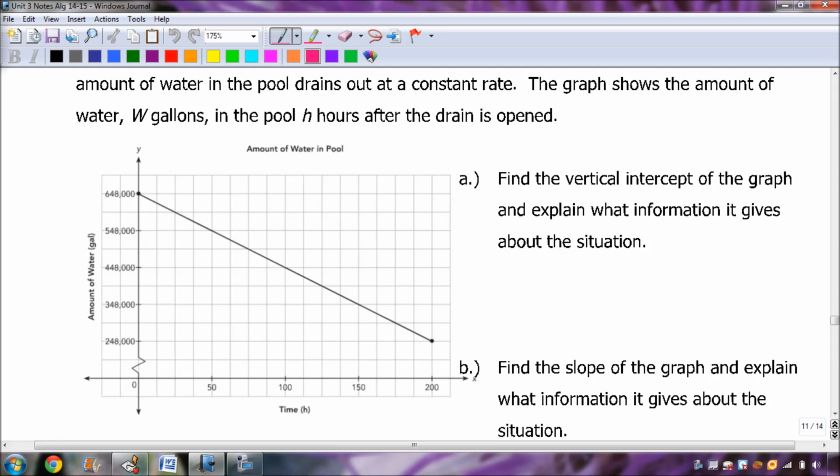Now, you haven't seen the word vertical intercept before, but it's nothing new to you. We normally just call it the y-intercept. Vertical and y are basically the same thing in this example. So look at your graph and find out what is the y-intercept. Well, it's 648,000, okay? But what's the unit? Gallons, all right? So the answer to this is 648,000 gallons, but what does it tell you about the situation? Remember, your y-intercept is always your initial amount.